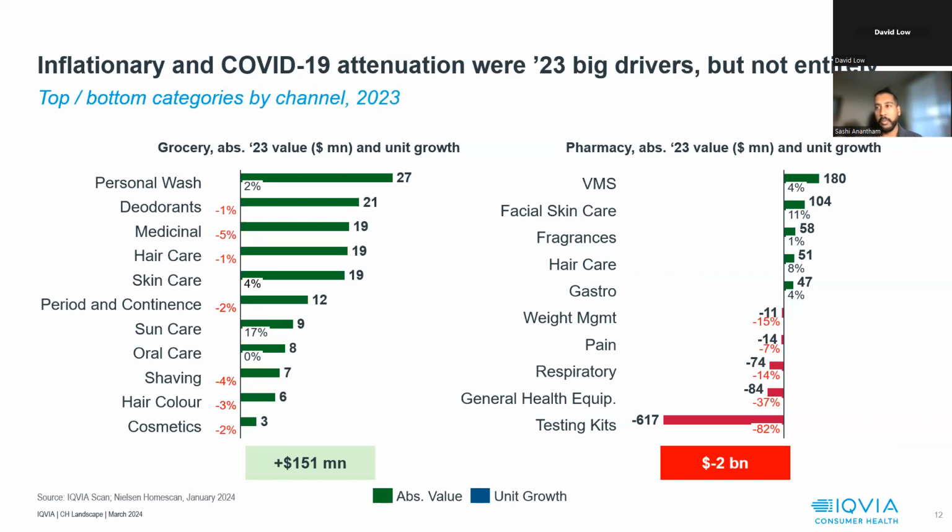Whereas in grocery, we saw growth from a value perspective, such as personal washes, which grew by $27 million over the 2023 period, accompanied by 2% unit growth. There were other instances of inflationary-led growth, such as in deodorants, medicinal, and hair care, where there was value growth of $21 million or $19 million in 2023, but accompanied by negative unit growth. That is to say, because of higher prices, value grew, but there was reduced consumption, so fewer units sold. So ultimately, 2023 was really a story of inflationary effects and COVID-based attrition as a result of excess consumption in 2022.